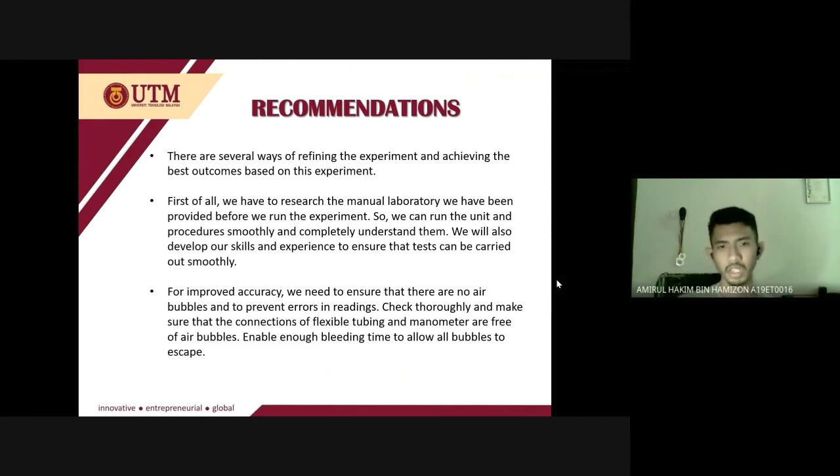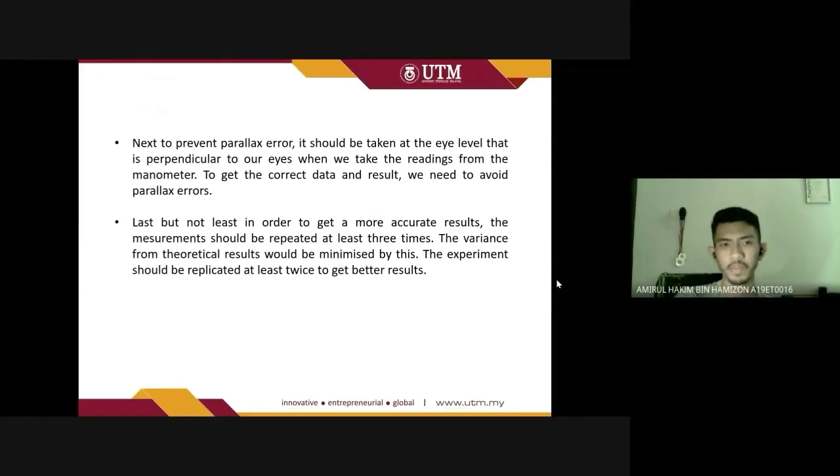For improved accuracy, we need to ensure that there are no air bubbles, to prevent error in readings. Check and make sure that the connections of flexible tubing and manometer are free of air bubbles. Take time to allow air bubbles to escape. Next, to prevent parallax error, our eyes should be perpendicular to the eye level of the readings from the manometer to get an accurate reading. To get the correct data and result, we need to avoid parallax error.